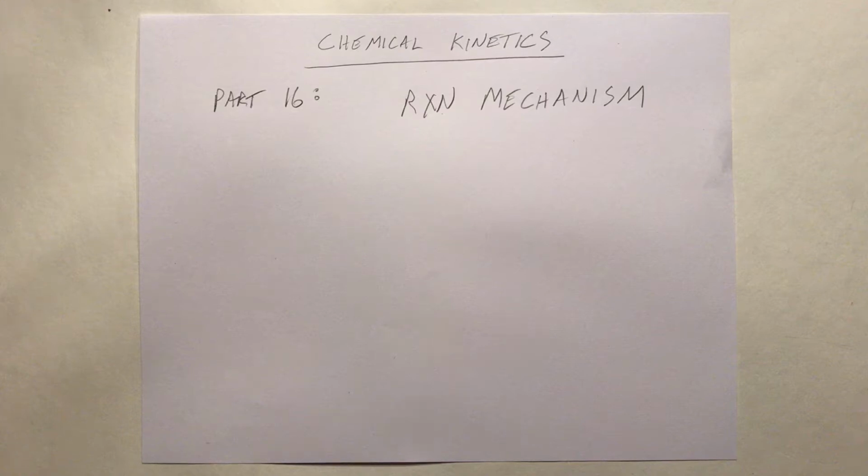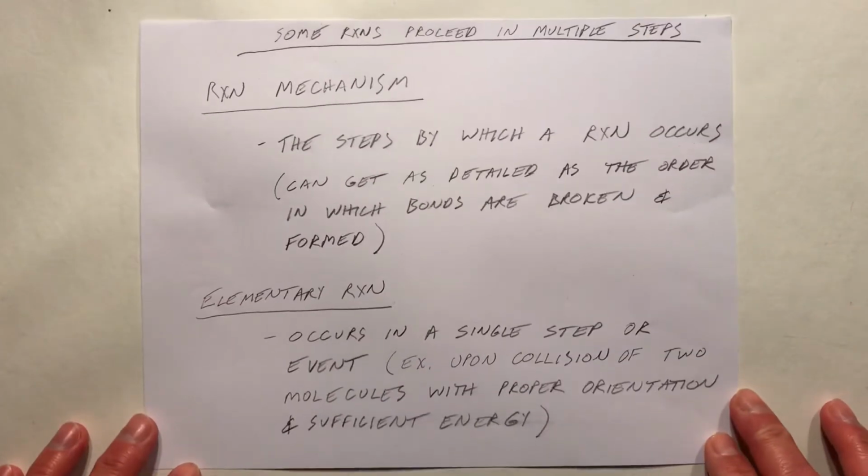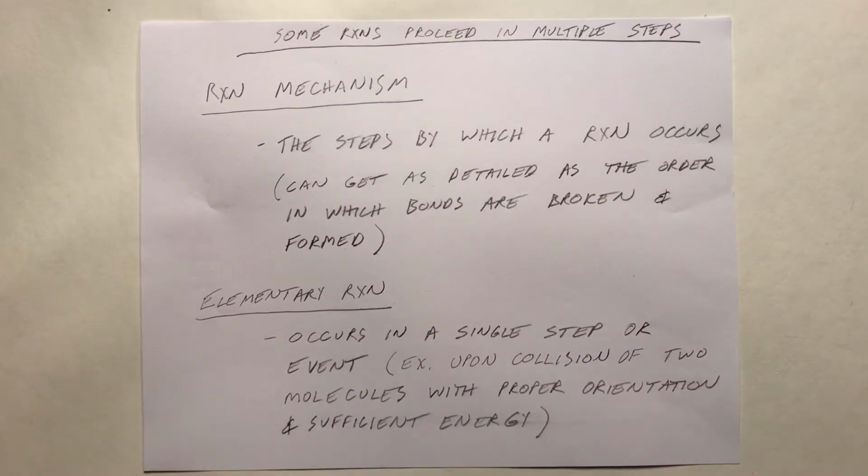Chemical Kinetics Part 16, Reaction Mechanism. Reaction mechanism tells us the steps by which a reaction occurs. And reaction mechanisms can get as detailed as to tell us the order in which the bonds are broken in reactants and the order in which the bonds are formed in the products. We don't necessarily have to get that detailed, though.